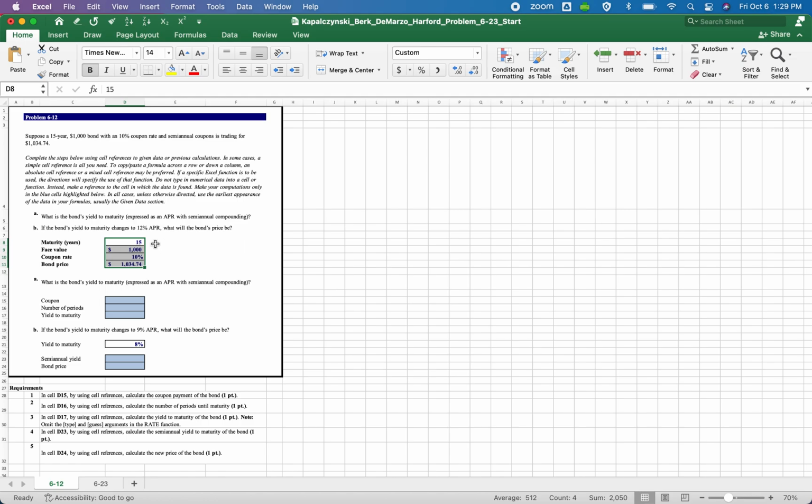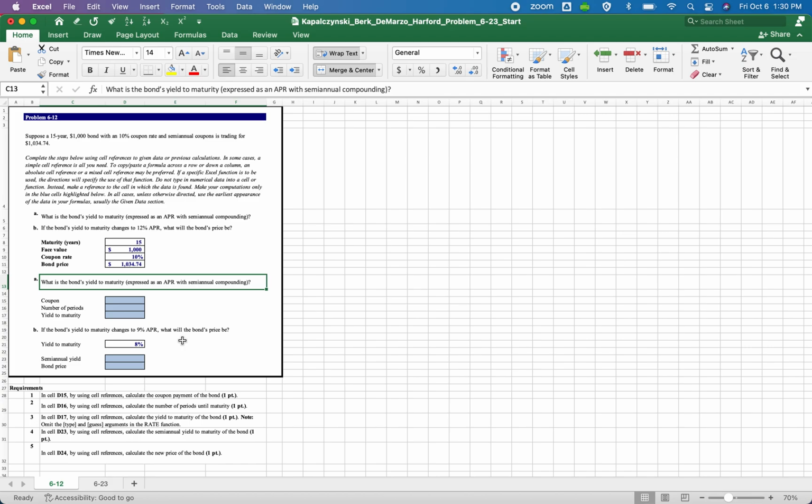In my example, the bond's maturity is 15 years. And that means that this bond's final payment of coupon and face value of $1,000 will be in 15 years. The coupon rate is 10%, and the current price of the bond is $1,034.74. So the first question is, what is the bond's yield to maturity expressed as an APR with semi-annual compounding?